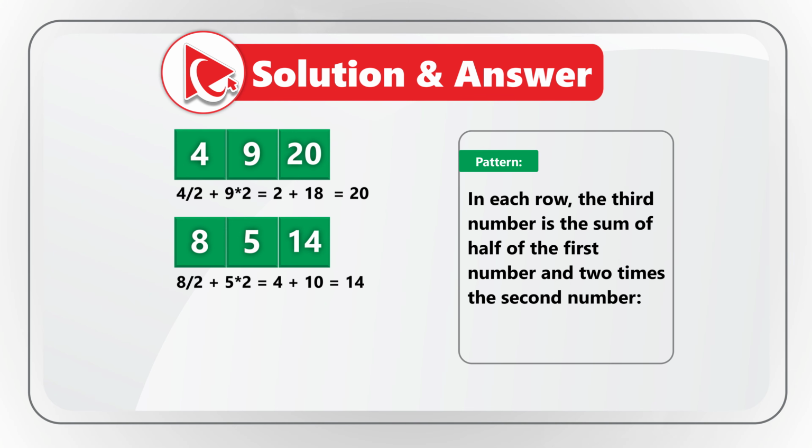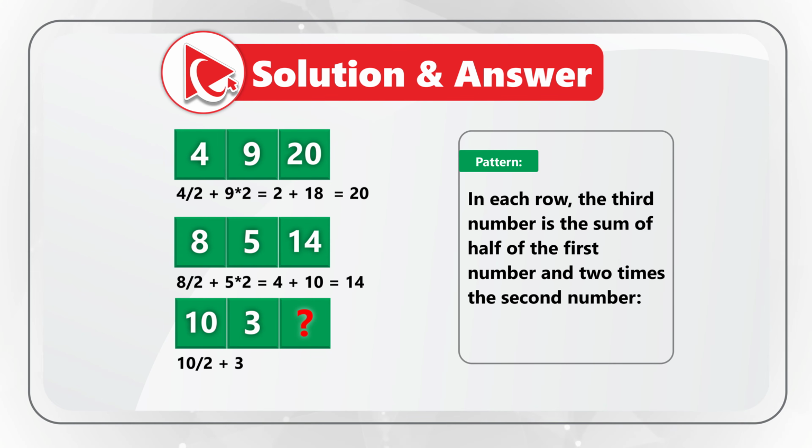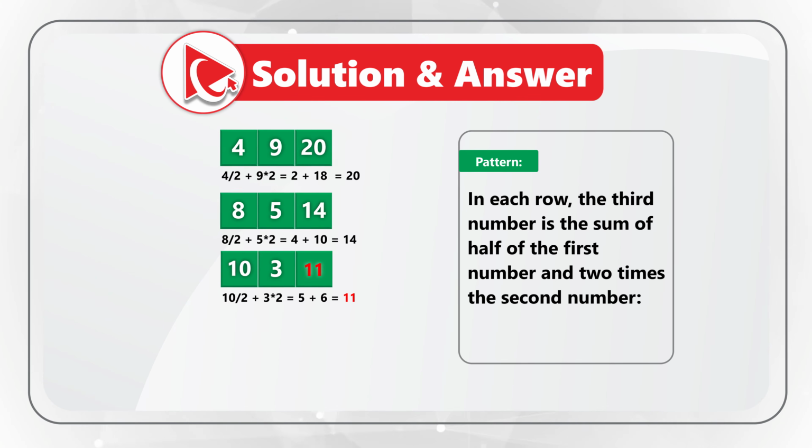And now we are ready to calculate the missing number. 10 divided by 2 plus 3 multiplied by 2 equals 5 plus 6 and equals 11. So the correct choice here is choice B, 11.